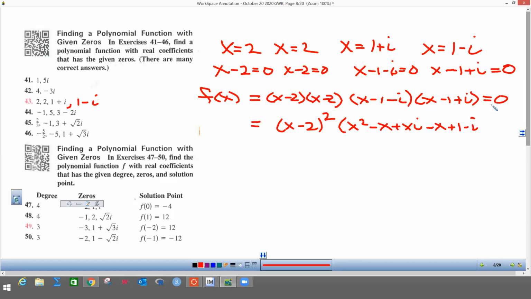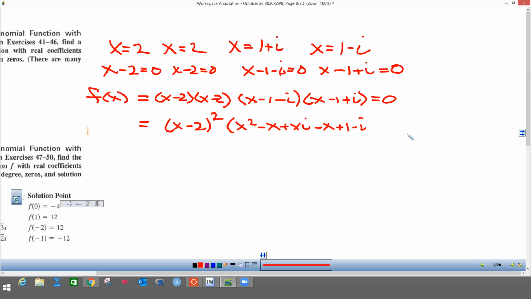Now I have to take negative i times all of those. So I'm going to move this over a little. Negative i times x is negative xi. Negative i times -1 is positive i. And negative i times positive i is negative i squared. Okay? So that's a lot of multiplying.